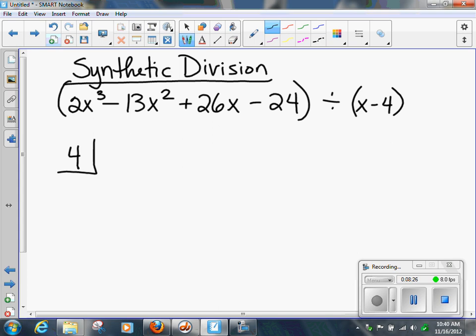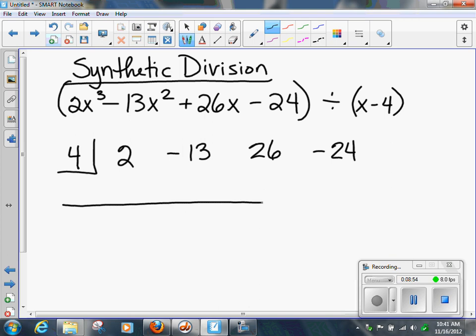And notice, do I have a missing term this time? No, I don't have any missing terms. If I did, what would I throw in as that coefficient? 0. That's why I did that problem first, okay? So I'm going to write all of my coefficients: 2, negative 13, 26, negative 24. Give yourself some space.